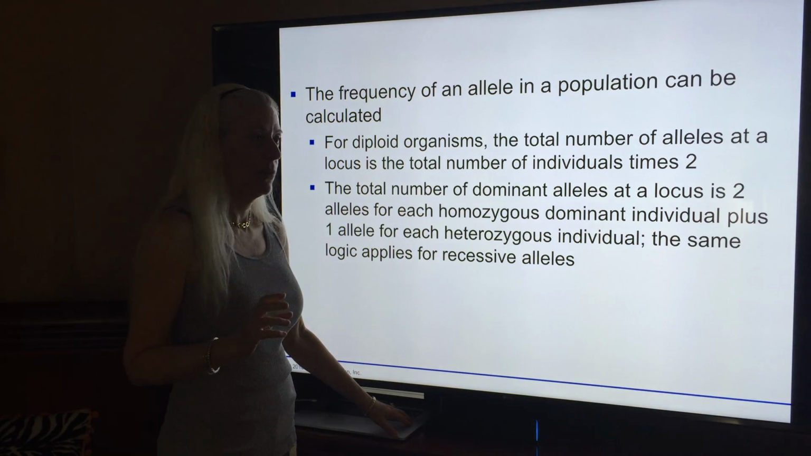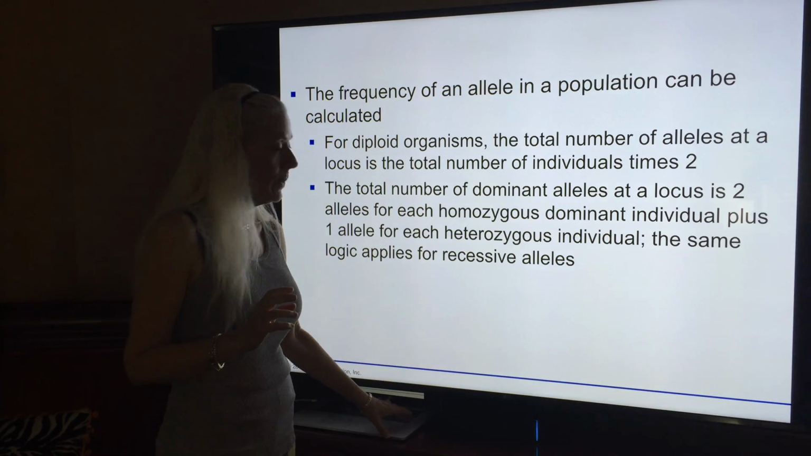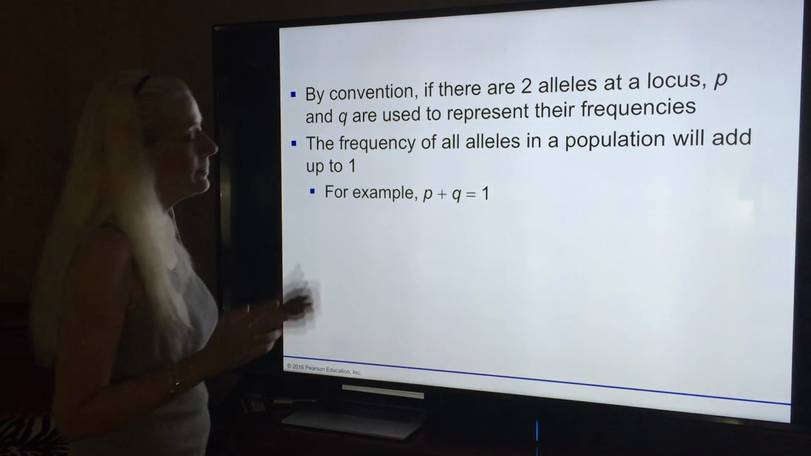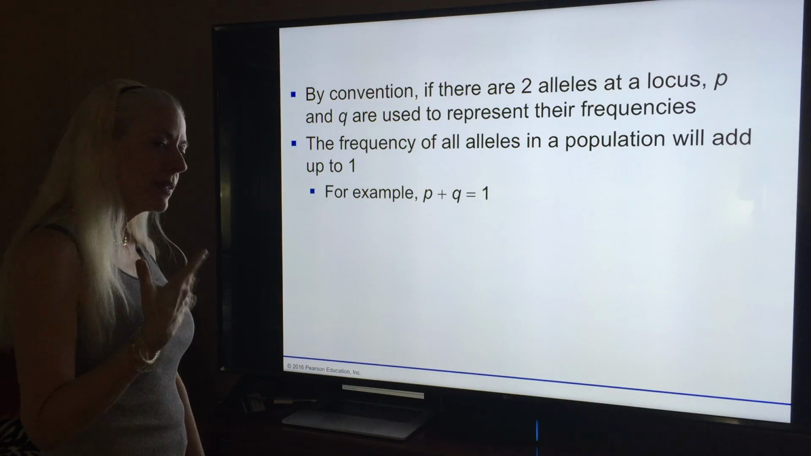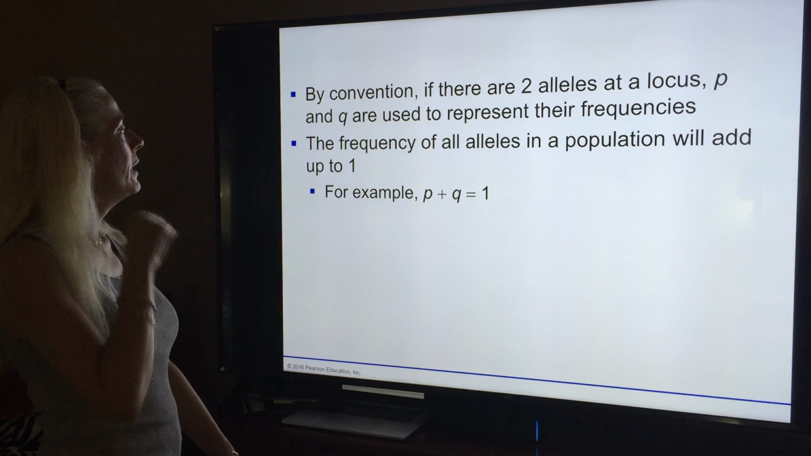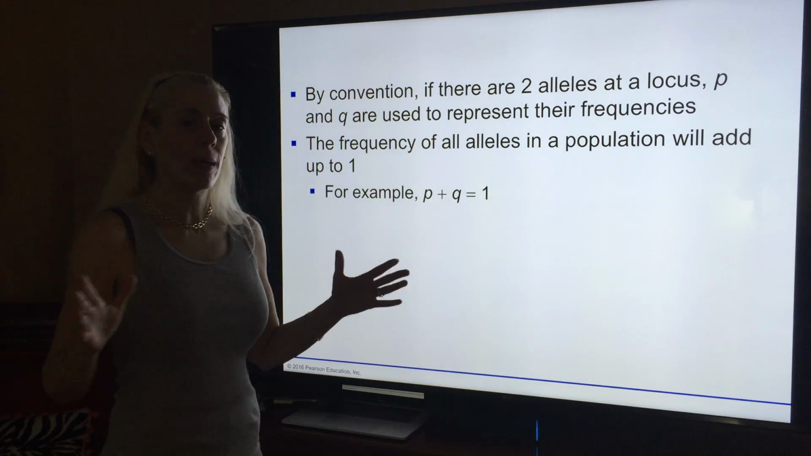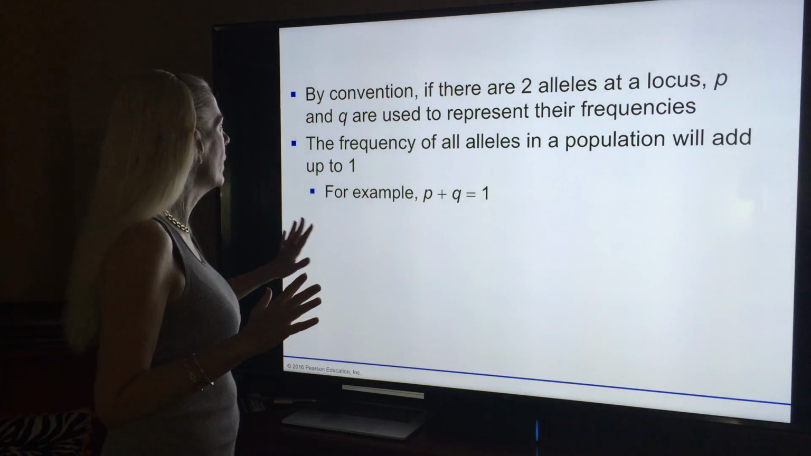Have we done this? I'm getting confused where we are. Oh, we might not have done. Okay, Hardy-Weinberg. I'm like, have we done Hardy-Weinberg? Why does it seem like it's familiar? Because I did it last year. Okay, Hardy-Weinberg, this is what we're going over with this one.